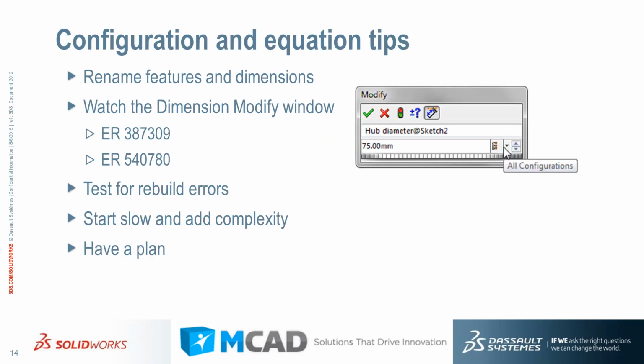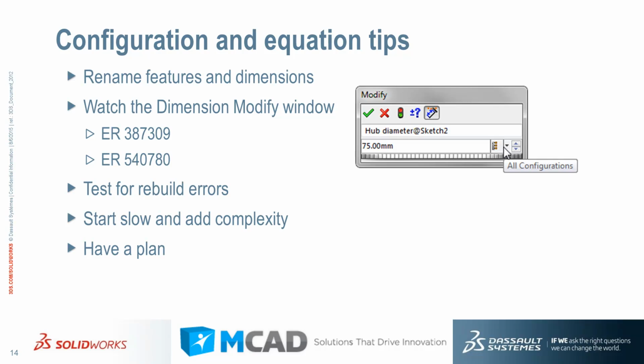So some final thoughts with equations and configurations. I like to rename my features and my dimensions. Helps me keep everything clear when I'm writing a lot of equations. After you've set up your equations and you're making changes to the dimension modify window, watch this window. Remember, every single dimension will be set to all configurations. You cannot control this for the entire part.